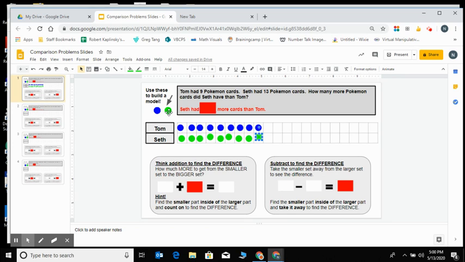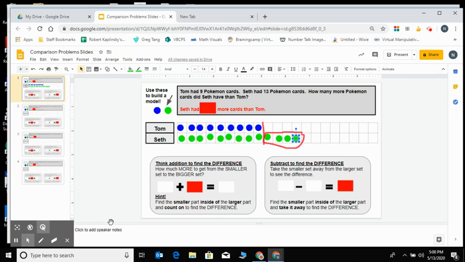So I'm going to count on from 9 until I get up to that total of 13 Pokemon cards for Seth. So 9, 10, 11, 12, 13. So I was at 9 when they both had the same. Do you guys remember that? They both had 9 Pokemon cards inside of their set. You see that? But then Seth had more, didn't he?